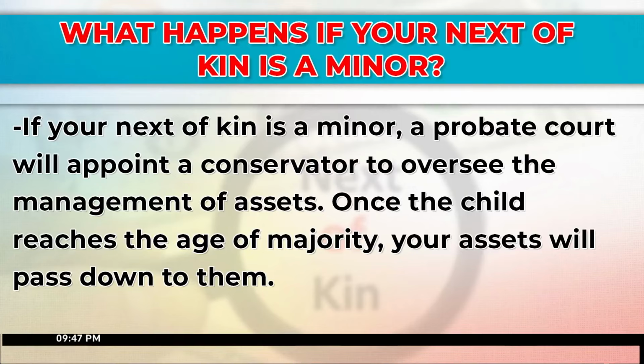What happens if your next of kin is a minor? Well, if your next of kin is a minor, a probate court will appoint a conservator to oversee the management of assets. Once the child reaches the age of majority, your assets will then pass down to them.